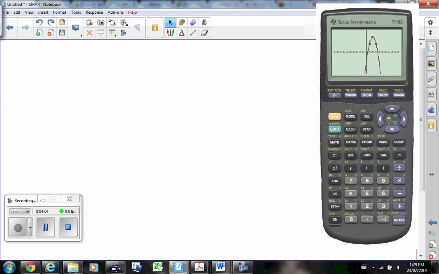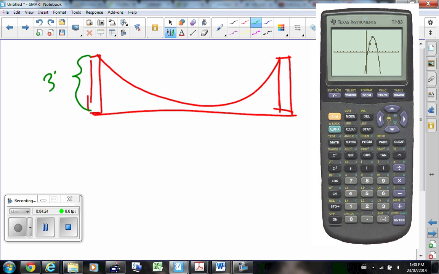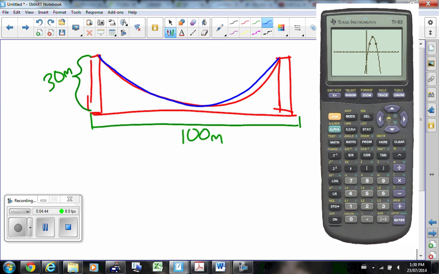One more example that I'm going to throw out here are examples where we have storyline problems. So I'm going to have a bridge. My bridge is going to look like this. And the storyline might say something like, the cable's attached 30 meters above the bridge, and the whole bridge is, let's say, 100 meters long. So I have to try and find the equation for this cable that does this along the bridge.